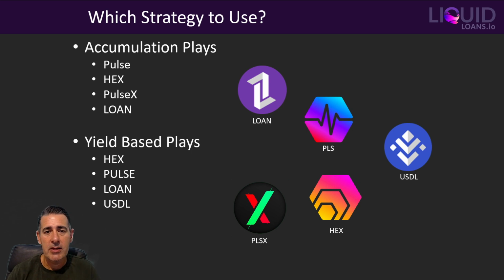On the yield-based plays, of the main tokens that we have at our disposal, HEX is a yield producing token. Pulse, that's a yield producing token, we can stake that. Loan, yield producing, we can stake that. And USDL, you might not realize it yet, that's also yield producing. So let's have a look how we could deploy some of these strategies using liquid loans.